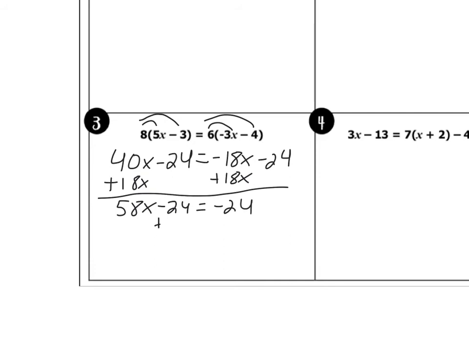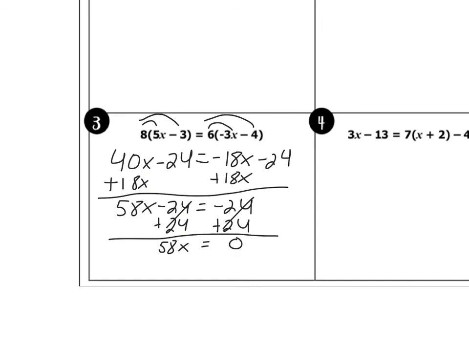Then we just add 24 on both sides, and if you notice here, this is going to be 0. And that's also going to cancel out. But that doesn't matter. I mean, we still have a variable. We still have 58x. It's not like our previous examples where the variable is canceled out and we had just constants left over. We still have a variable.